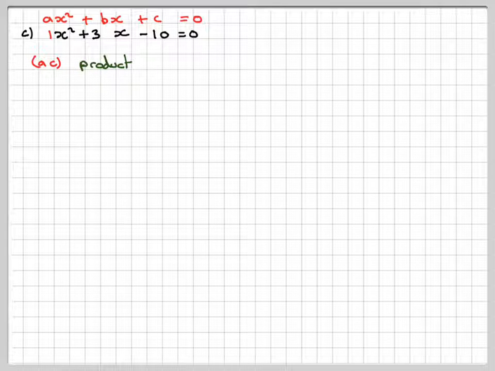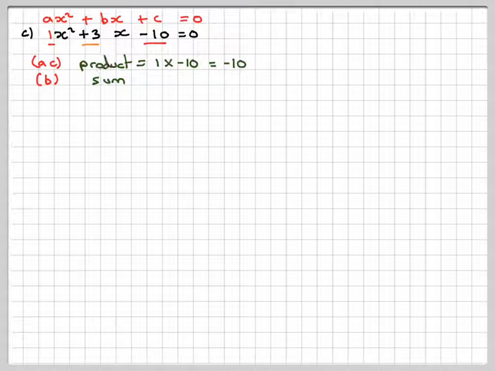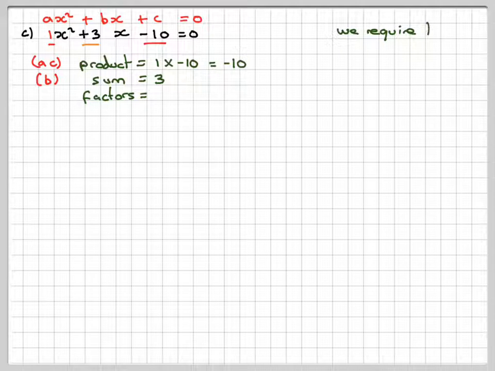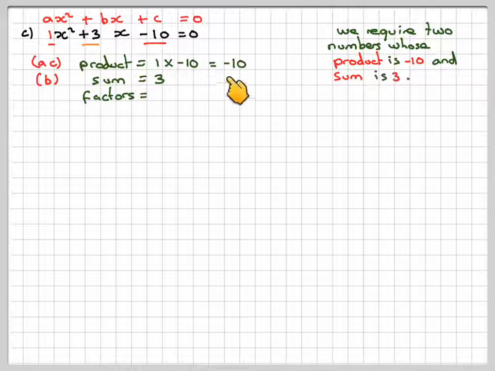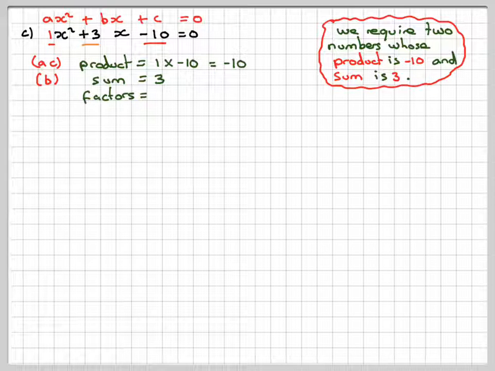So the product, if you remember, is what's in front of the x squared, which is 1, times c, which is minus 10. So 1 times minus 10 gives you minus 10. The sum is the middle number, which is plus 3. You have to take into account the sign. And then you ask yourself this question to find the factors: we require two numbers whose product is minus 10 and whose sum is 3.